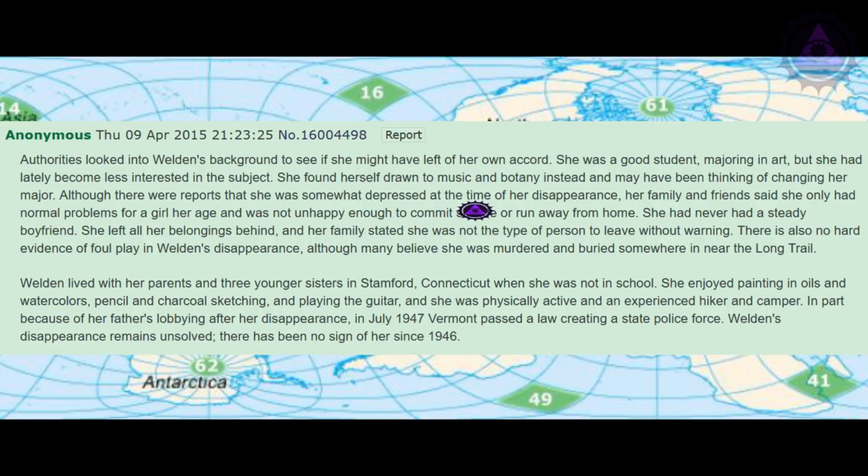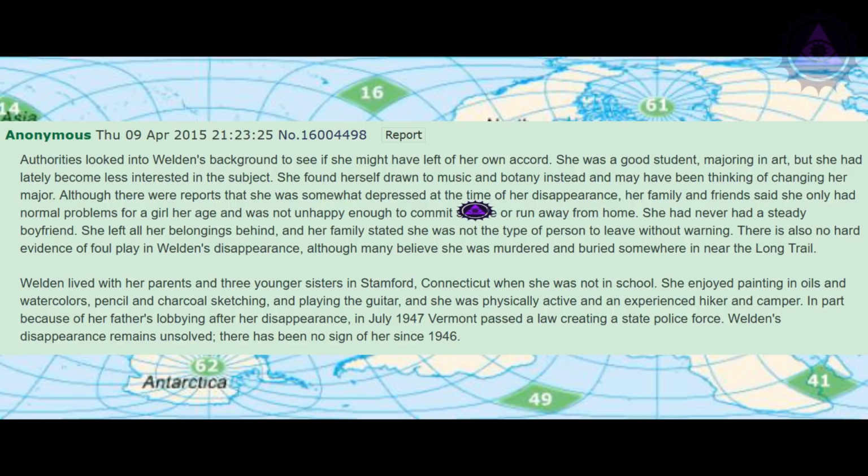Welden lived with her parents and 3 younger sisters in Stamford, Connecticut, when she was not in school. She enjoyed painting in oils and watercolors, pencil and charcoal sketching, and playing the guitar, and she was physically active and an experienced hiker and camper.